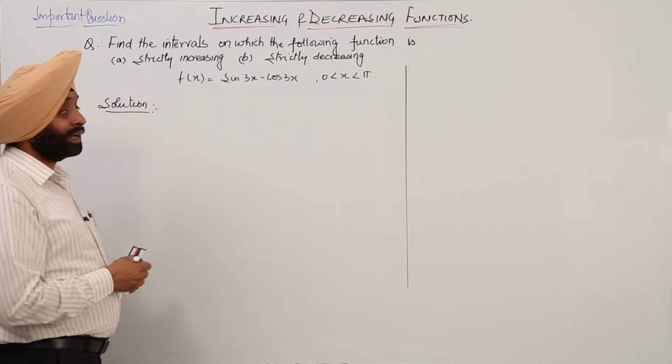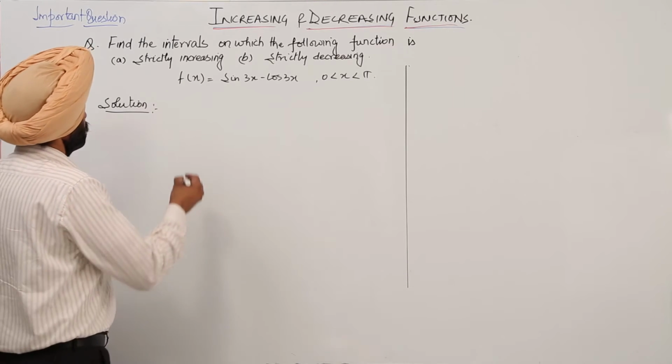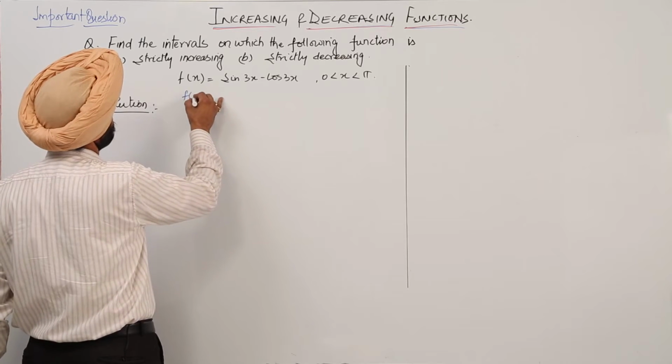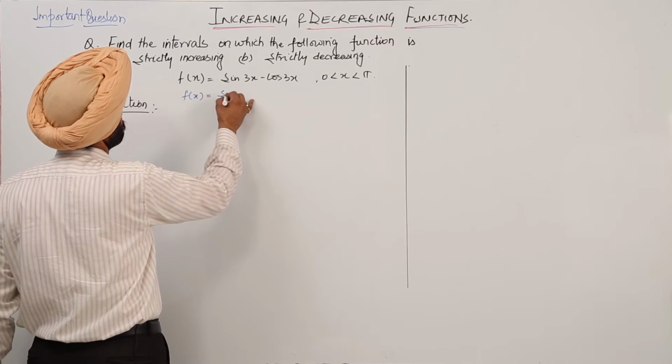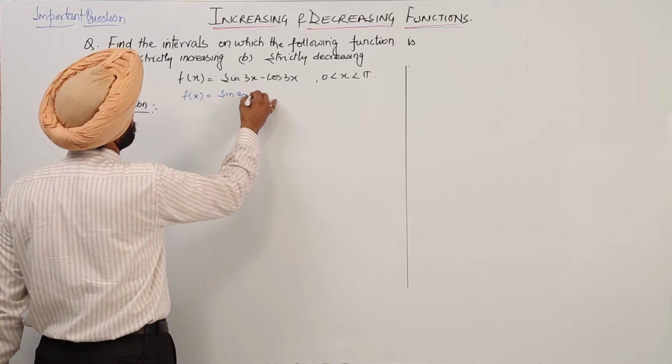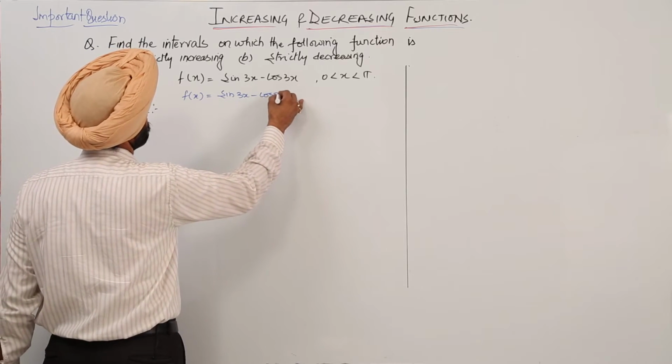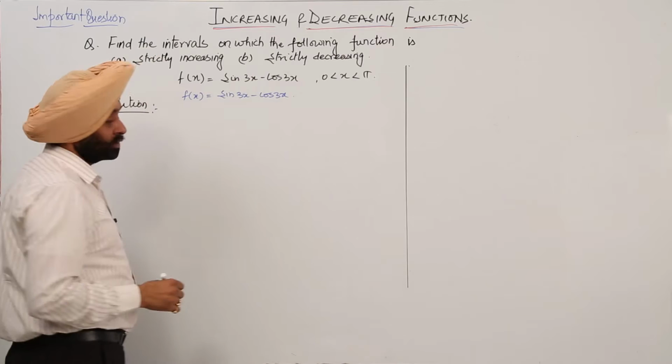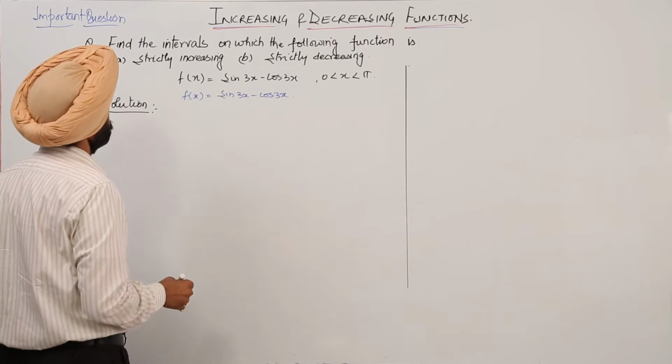Very important question, HOD type of a question. Okay, now we are having f(x) is equal to sin 3x minus cos 3x. We have to find the strictly increasing and decreasing functions.